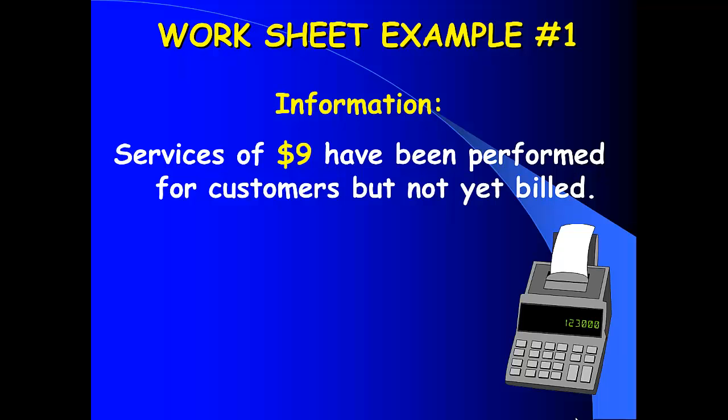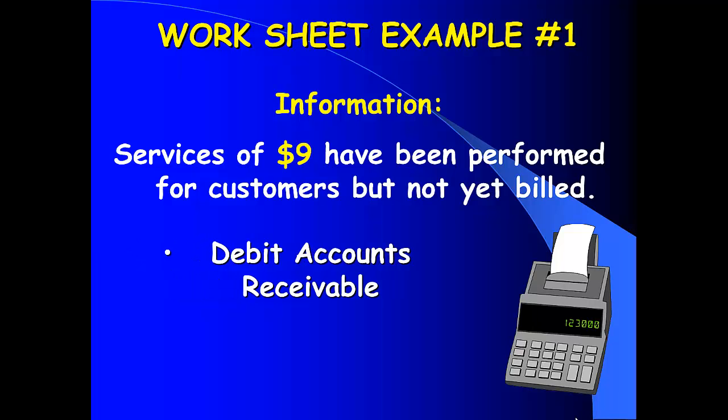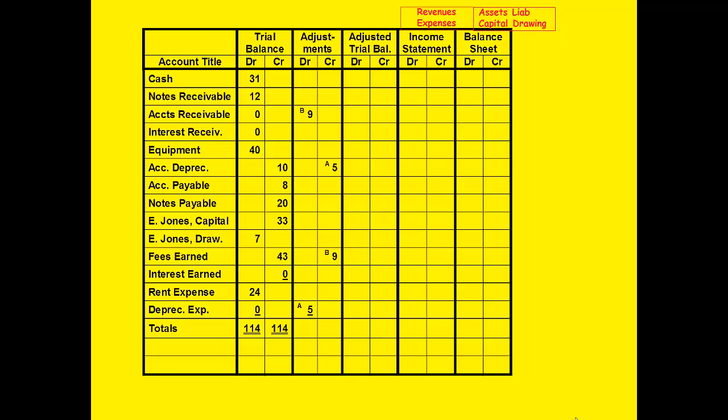My next adjustment says services of $9 have been performed for customers but not yet billed. That adjusting entry requires that I debit accounts receivable to make the asset go up. I credit fees earned to make that revenue go up. Well, again, we'll first record this on the worksheet. So on the line for accounts receivable, I'm going to record my $9 debit. On my row for my fees earned, I'm going to record my $9 credit.